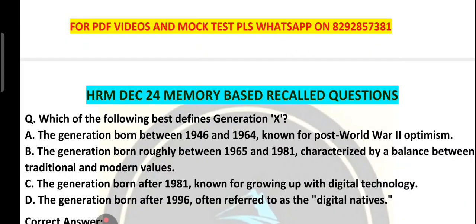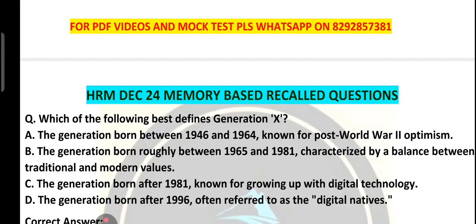What about after 1981? They are called millennials or Gen Y. They are the ones who grew up with things like Facebook, mobile phones and easy internet life. So this is not Generation X. And option D, 1996. Those who are born after 1996 are called Gen Z. They were practically born with a smartphone in their hand. They have never seen a world without Google or YouTube. Again, not Gen X. So the correct answer to this question is option B.